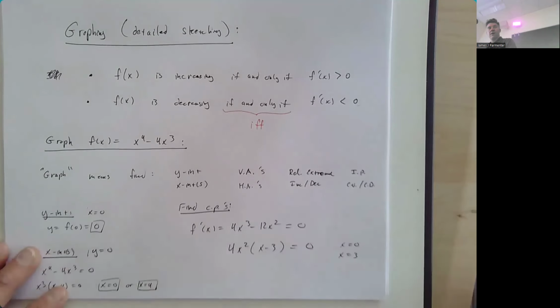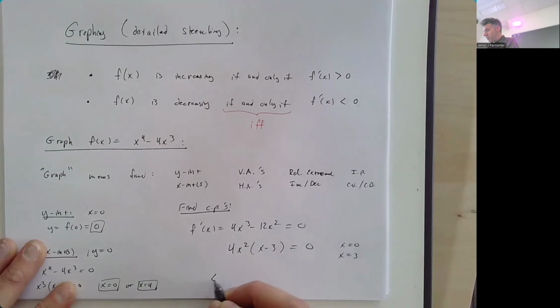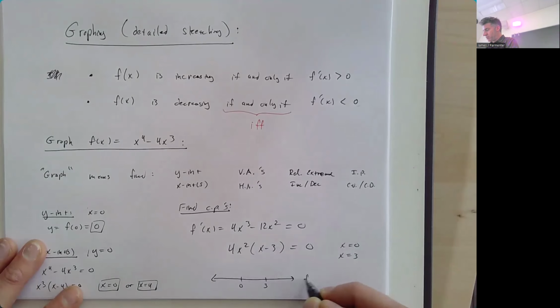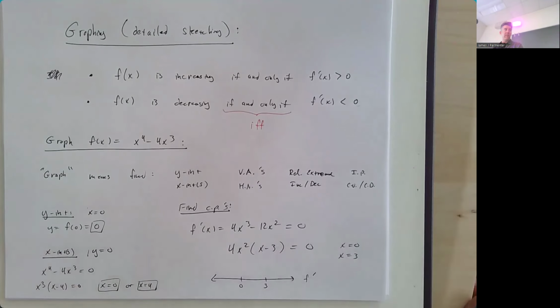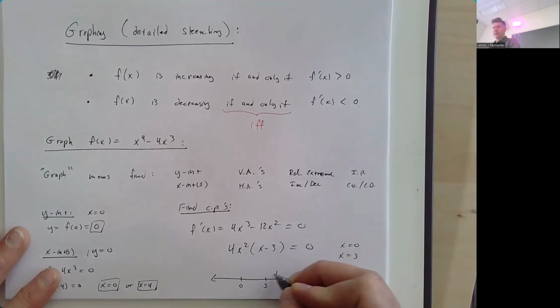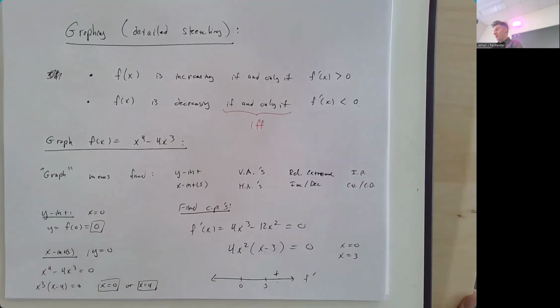And then the usual thing we do after we find our critical points is we put them on the number line. And we ask ourselves what the sign of the first derivative is. So I'm just going to pick a point larger than 3, like 6, and plug it in. 4 times 6 squared times 6 minus 3 is a positive times a positive, which is positive. And then you can keep picking, like you could pick x equal to 1. 1 squared is positive, 1 minus 3 is negative, so a positive times a negative is negative.